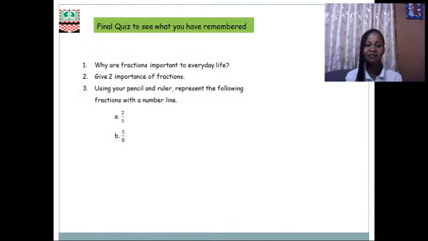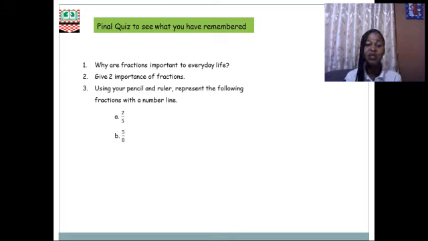Now finally, let's see if you remembered what you've learned. Number 1, our final quiz here. Number 1, why are fractions important to everyday life? You remember we discussed why fractions are important to our everyday life. Do you remember? Please write that down quickly.